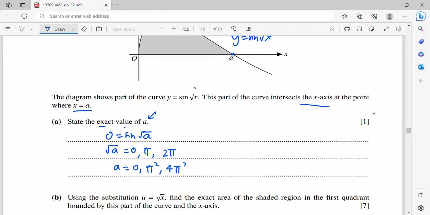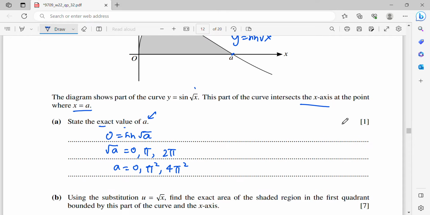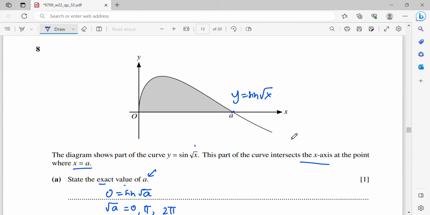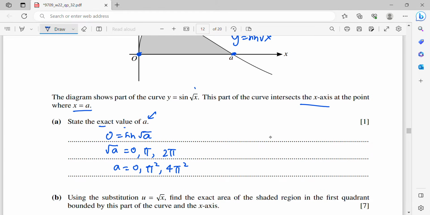Now let's check the interval. Okay, so from here, obviously it is not 0, and from the graph, this is the second intersection point. The first intersection point is 0, then the second intersection point is the a, which means now your a is going to be pi squared. Okay, that is the second value when y equals 0.